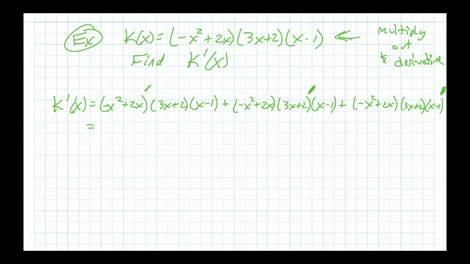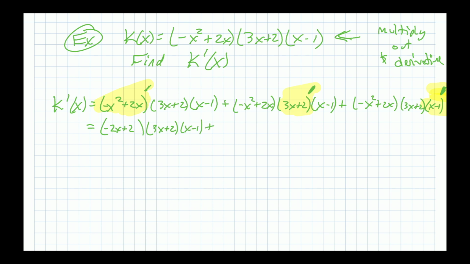So then you take the derivative on each one that has a prime. So this one needs a derivative, this one needs a derivative, and this one needs a derivative. And the ones that aren't highlighted, you just leave alone. So what's the derivative there of the first one? Negative 2x plus 2, right? And then 3x plus 2, x minus 1.